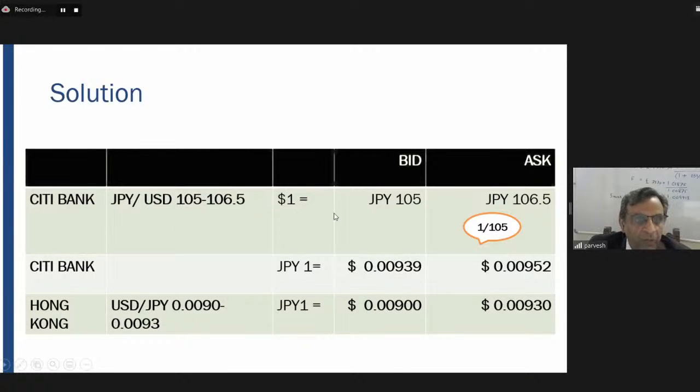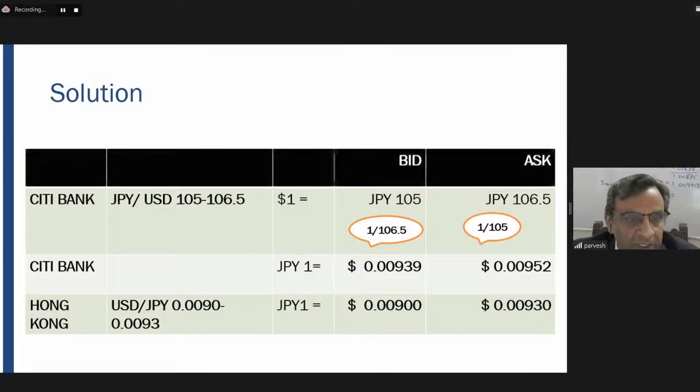So the Citibank quote will remain as it is. Okay, 105, 106. We will convert the Citibank quote into US dollars. So the Citibank quote we are actually changing a bit. We are making it alike with the Hong Kong quote. I have done this by reversing the two quotes and converting them in dollar terms. So that means 1 Japanese yen is equal to $0.00939 and 0.00952, whereas the Hong Kong quote is already in terms of dollars.